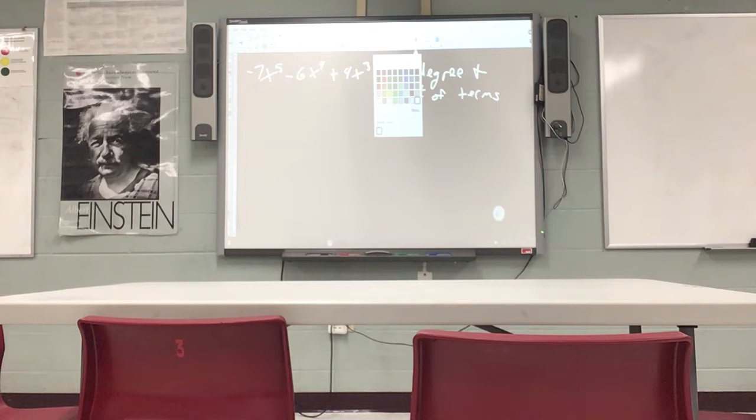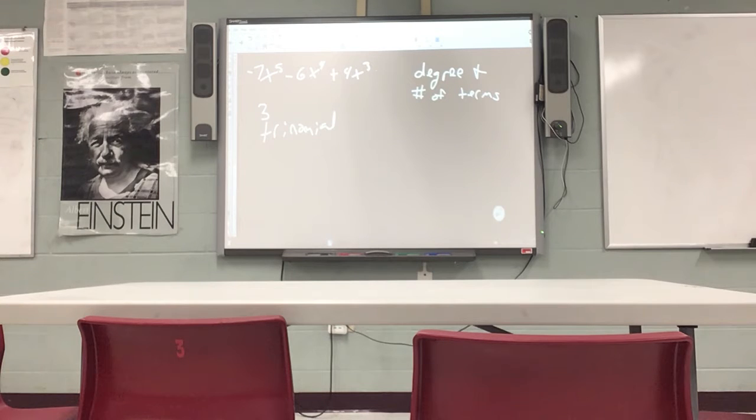1, 2, 3, so number of terms, it has 3, which means it's a trinomial. But the thing that made me laugh was when I went to degree, degree is your highest power, so that's 5. I thought I made that up. I thought that it didn't go higher than quartic, and I just made up quintic, but that quintic is the right choice on the test. So highest power is 5.